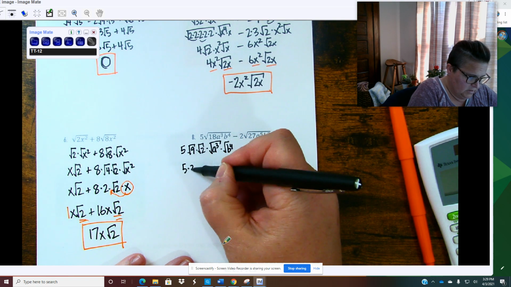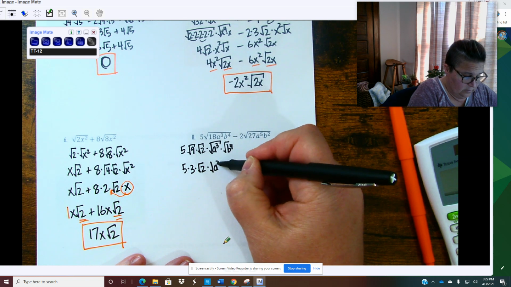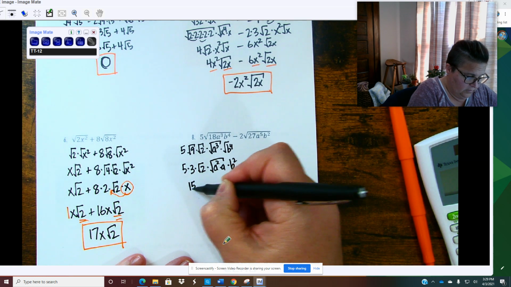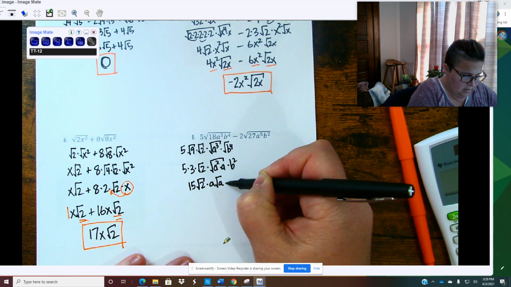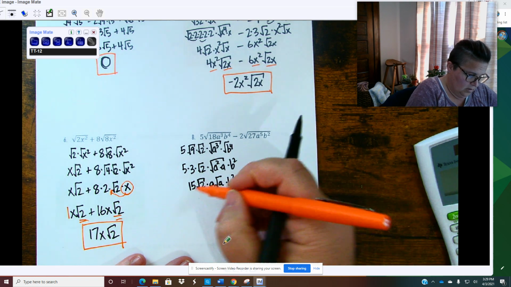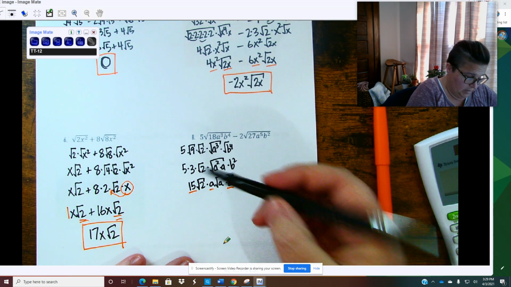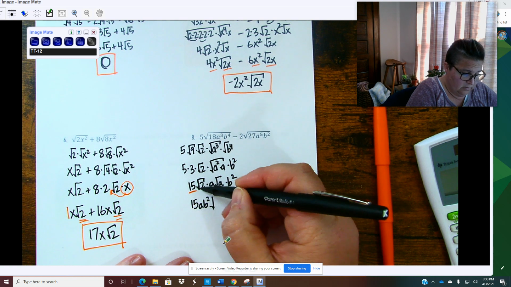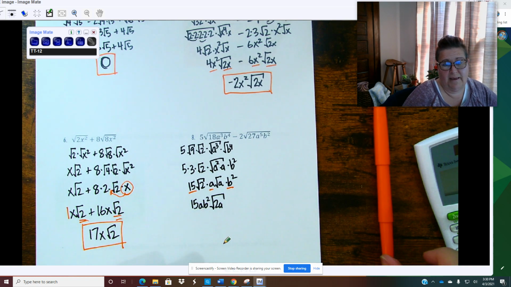So 5 times 3 times the square root of 2 times the square root of a squared times a. I really should have split that up, times b squared. So 15 square root of 2 times a square root of a times b squared. All of these that are not underneath the square root, I'm going to pull them all forward. So I'm going to have 15ab squared square root of 2a. And that's as simplified as I can get that one.